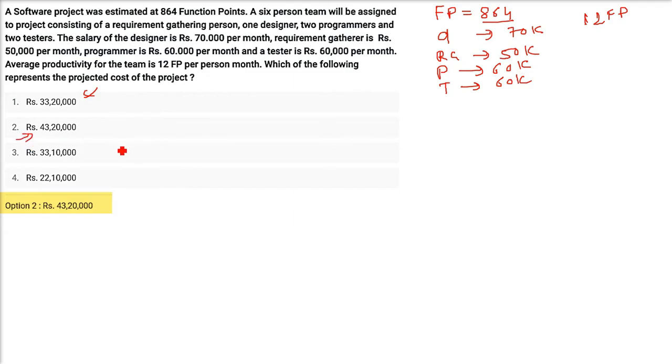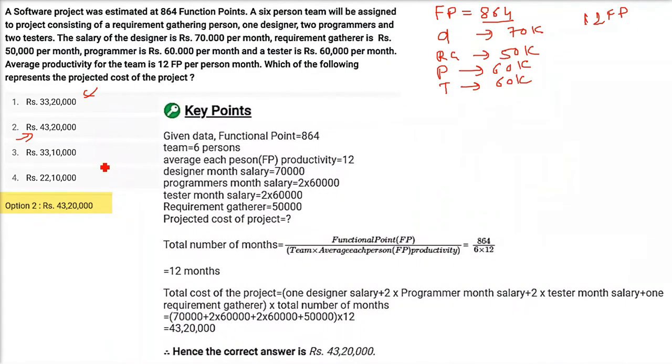20,000. Let me tell you that 10 lakh is 1 million. So you can understand like that. Okay, all these given points we have already written. So let us know it once more. FP is 864, team 6. The average each person FP productivity is 12, and the salary is also given. So we have 12 FP per person month, and then we have the salaries.